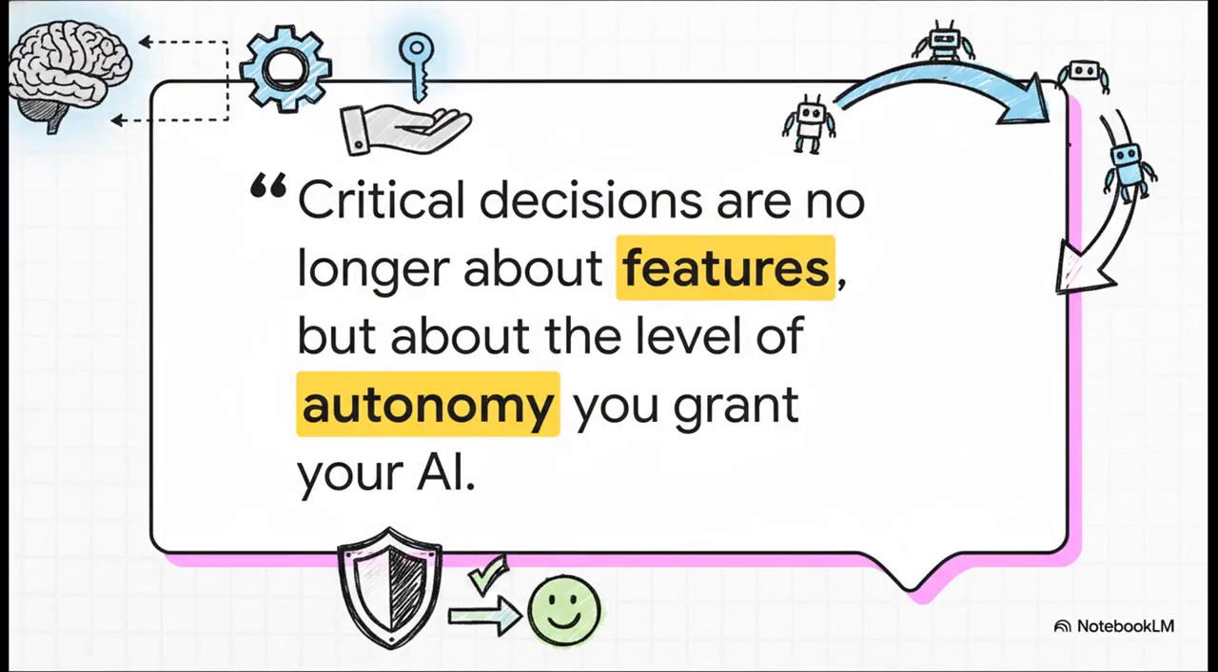And this brings us to what might be the single most important takeaway from all of this. Your most critical product decisions, they're not going to be about features anymore. They're going to be about the level of autonomy and trust you grant to your AI. How much control do you give it? And how do you make sure it always acts in the user's best interest? This is the new frontier.